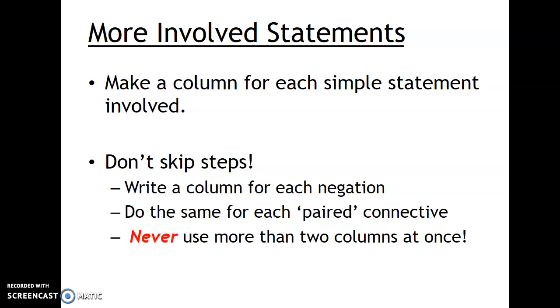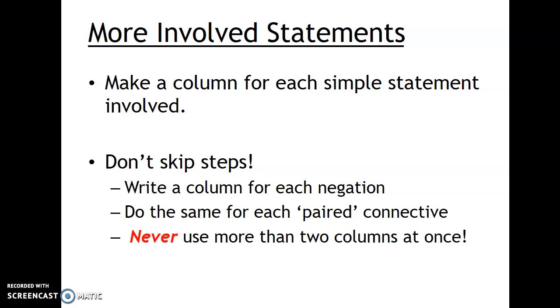The big thing that I find where students end up having a problem with this is if they try to do too much at once. That's why I've got this second bullet point here that says don't skip steps. Don't try to handle negating a statement and a disjunction and then putting it into a conditional with something else all at the same time.